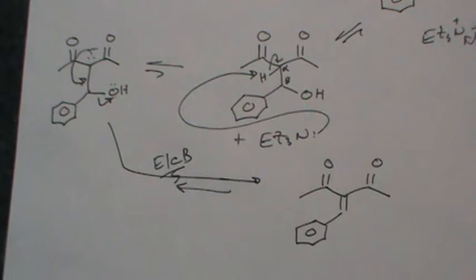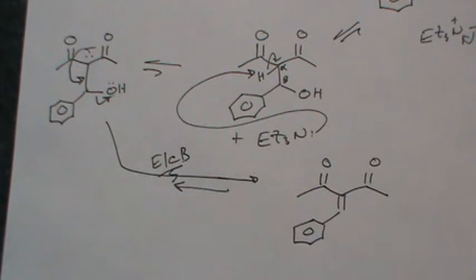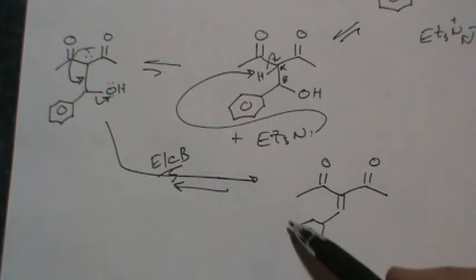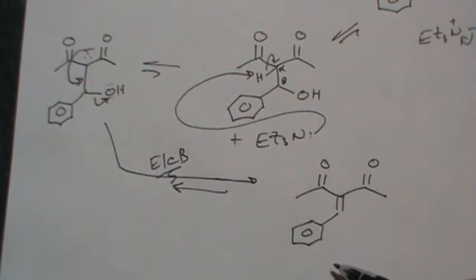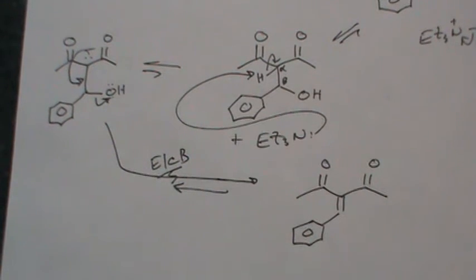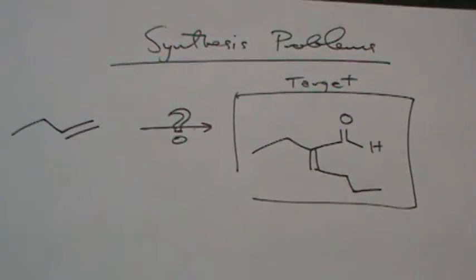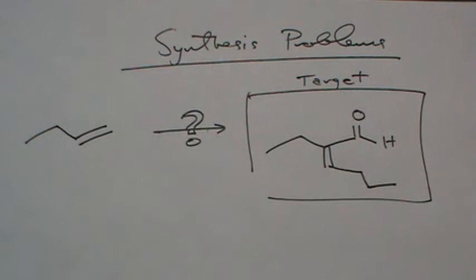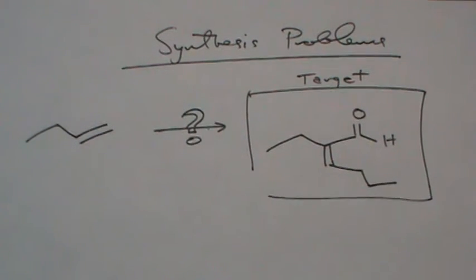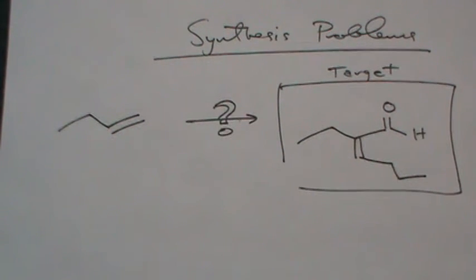So we don't generally require extra heat in a Knoevenagel condensation because we're getting such a stabilized, highly conjugated product. The reaction proceeds under milder conditions. Okay, so we've looked at Aldol condensations and Knoevenagel condensations, which are very closely related. Let's wrap this up by talking about a synthesis problem.